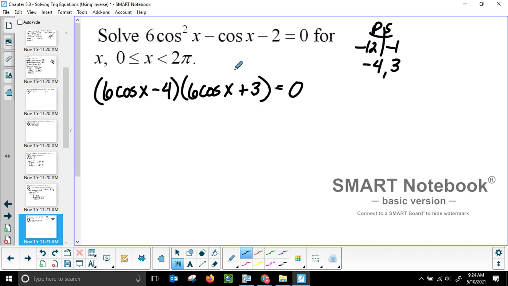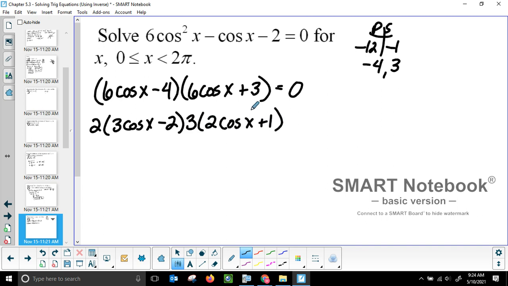This was the trash can method, and my a was something other than 1, so I need to take out the trash. Here, with 6 and 4, I can pull out a 2, and I'm left with 3 cosine x minus 2. Here, with 6 and 3, I can pull out a 3, and I've got 2 cosine x plus 1. Of course, whatever I pulled out is trash. We just throw it away. So here is our factorization. I set each factor equal to 0 and solve.